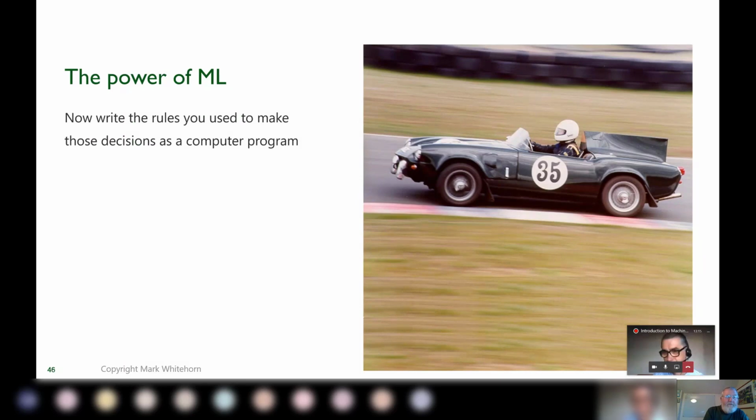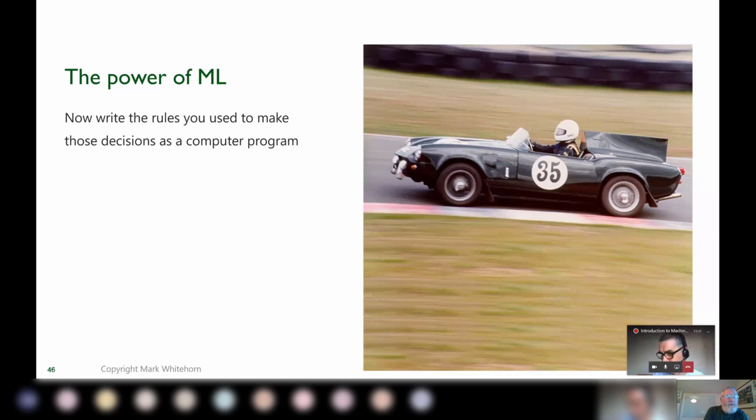What I want you to do is write down the rules you used to make those decisions in a computer program. I want you to write a computer program that will make that decision as well as you did. I can't possibly do this. I can't write the rules. I don't know what rules I used.